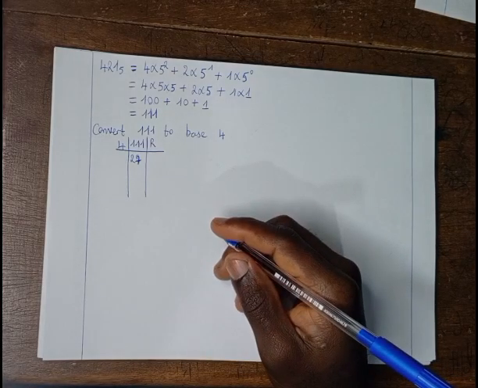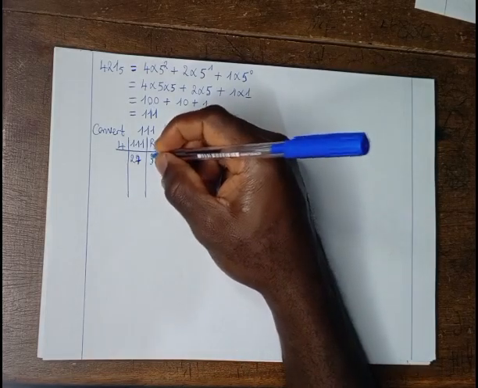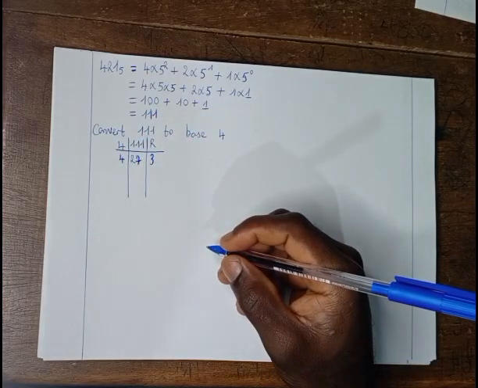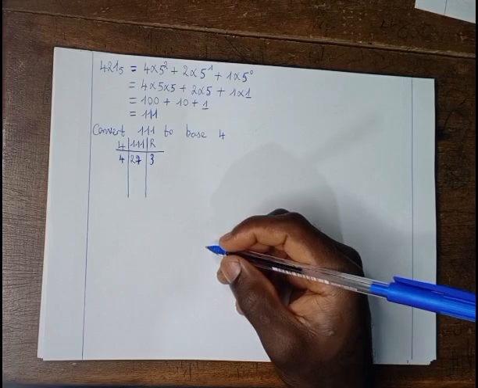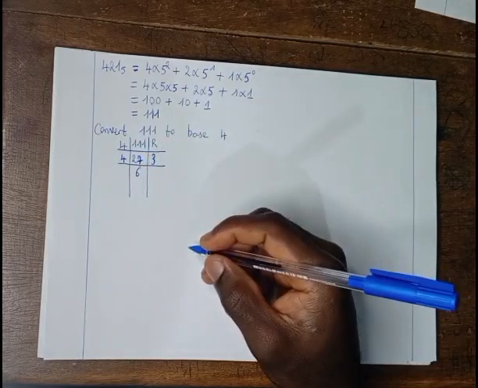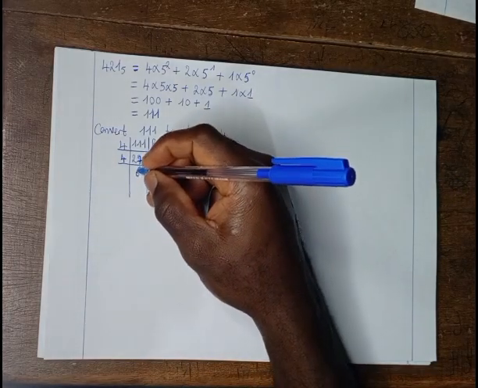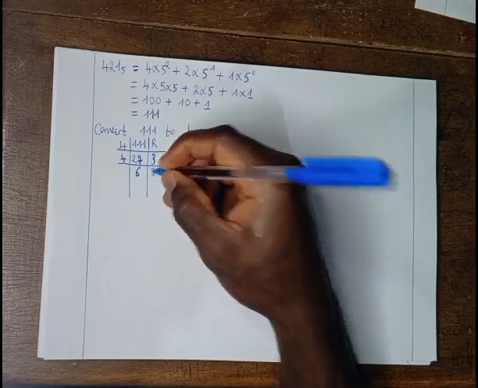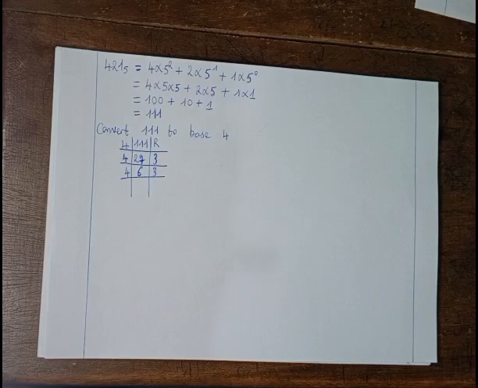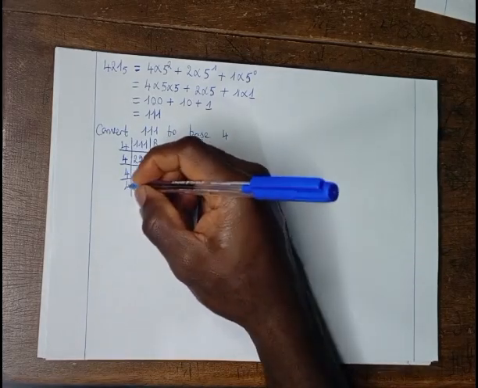111 minus 108 gives us 3. Bring down 4. Next we divide 27 by 4. The whole number part is simply 6, and the remainder is simply 3 again. Bring down 4. 6 divided by 4 gives us the whole number part of 1 and a remainder of 2. Bring down 4.